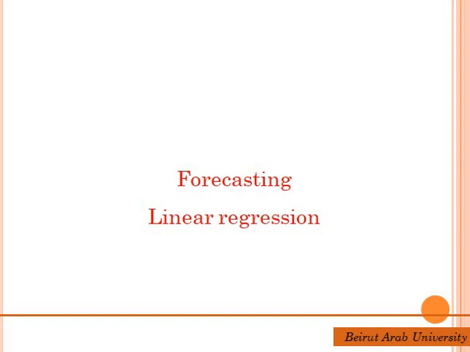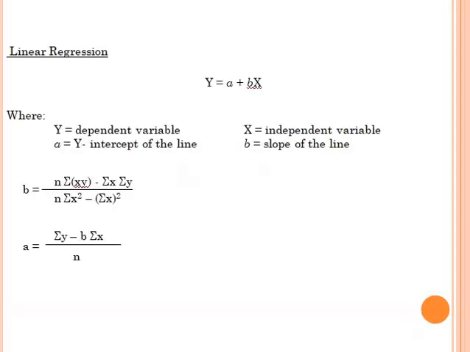Hi, we want to solve an exercise related to linear regression. Let's first remember the rules. We said that the linear regression has the following equation: Y, the dependent variable, equals A, the y-intercept, plus B, the slope of the line, times X, the independent variable.